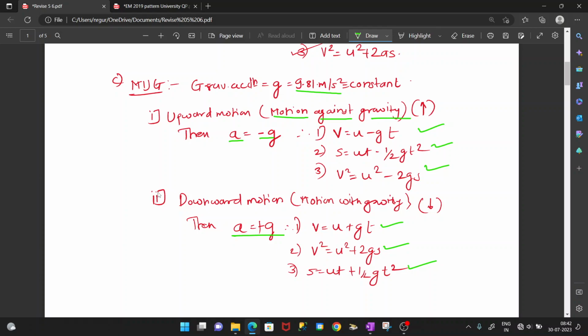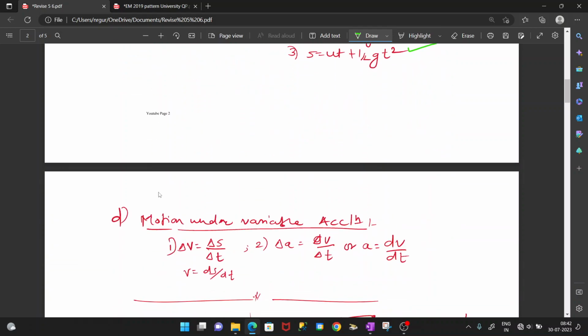You have to see in the problems, each formula contains four terms, so any three terms will be given. Otherwise, you can use two formulas to get the equations, and the remaining two terms we can get by solving those equations. So that will be the case.